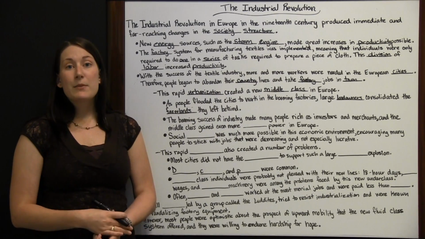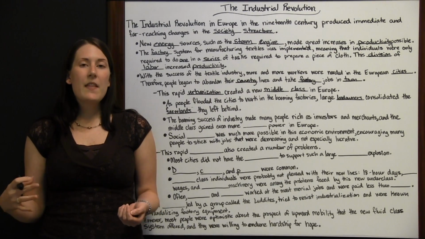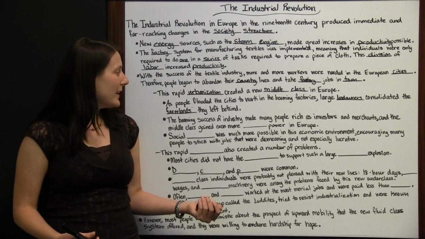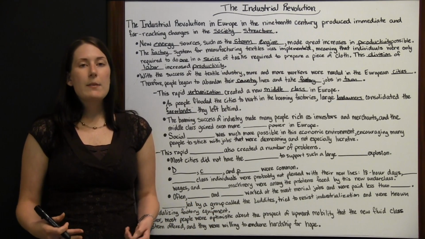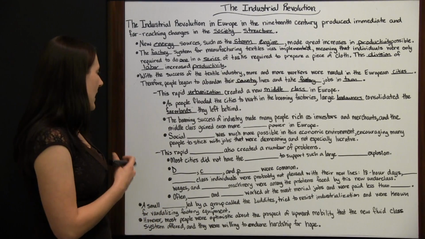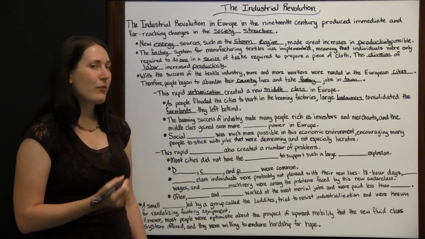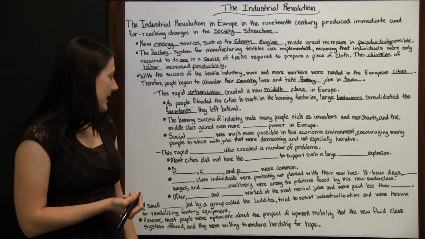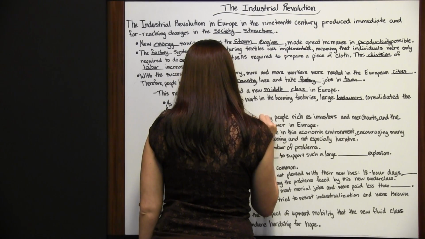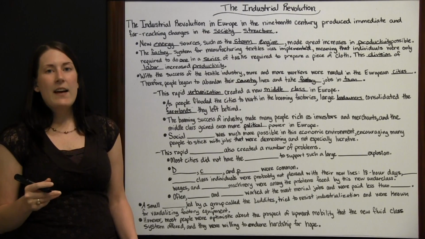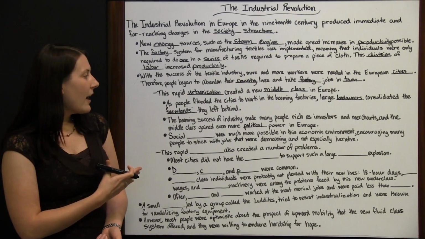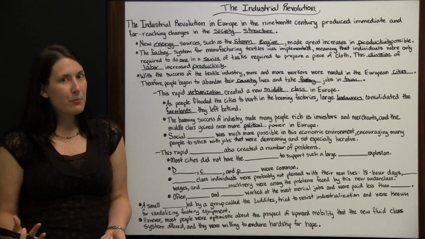Now, they may not have been able to make as much money. If they had just a small area to plant, they may have only been able to make enough food for themselves and not enough to make money. So moving into the cities gave them an opportunity to possibly be able to make more money and become wealthier as a family. The booming success of industry made many people rich as investors and merchants, and the middle class gained even more political power in Europe. So where the middle class didn't have as much political power because they weren't as wealthy as the upper class citizens, now the middle class was becoming richer and it was gaining more political power.